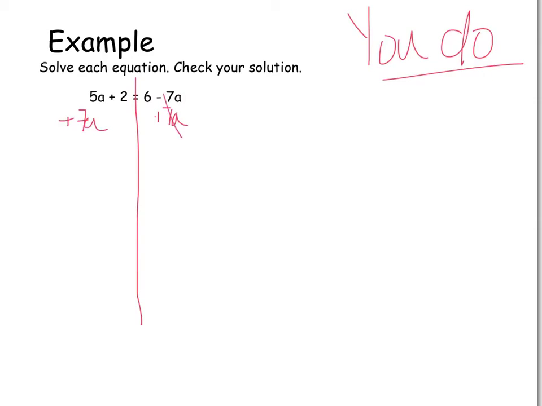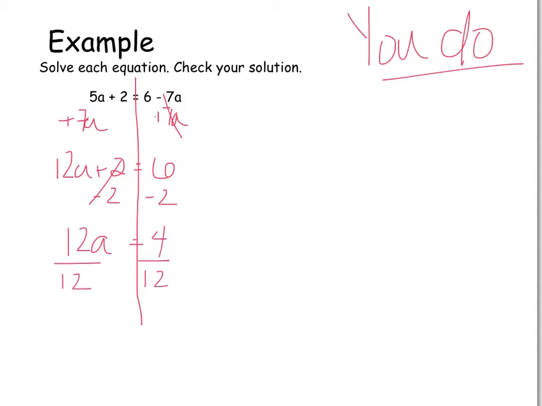So then on this left side I have 5a plus 7a is 12a plus 2 equal 6. Okay, now we're at a two-step equation, so I'm going to subtract 2 from both sides, and I get 12a equal 4. Divide by 12, and a equals, reduced fraction is 1/3.